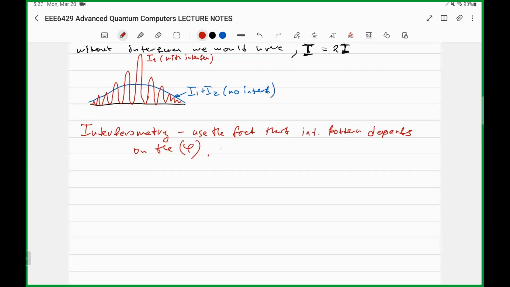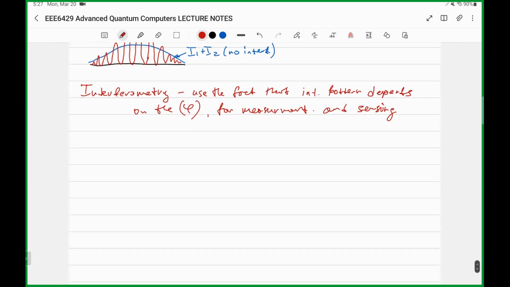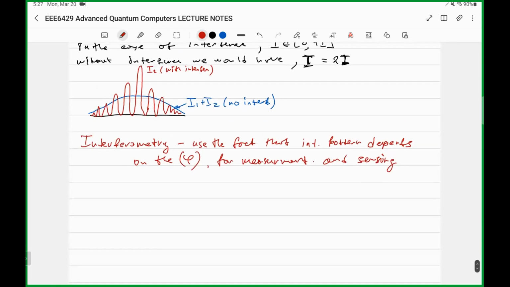And we use it for measurements and sensing. And for many other different approaches, right?